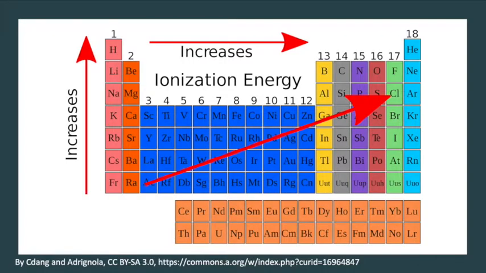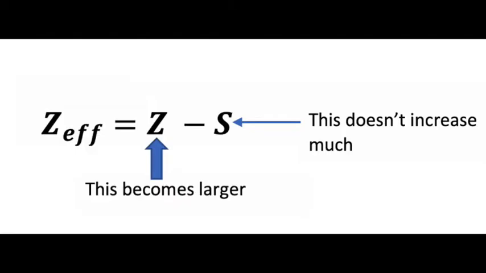Ionization energy increases as you move across the row of a periodic table. As you're moving to the right, you're adding more protons and more positive charge, but the shielding stays about the same because all of the valence electrons have the same core electrons. With the charge going up and the shielding being about the same, this means effective nuclear charge is getting larger as you move from left to right.